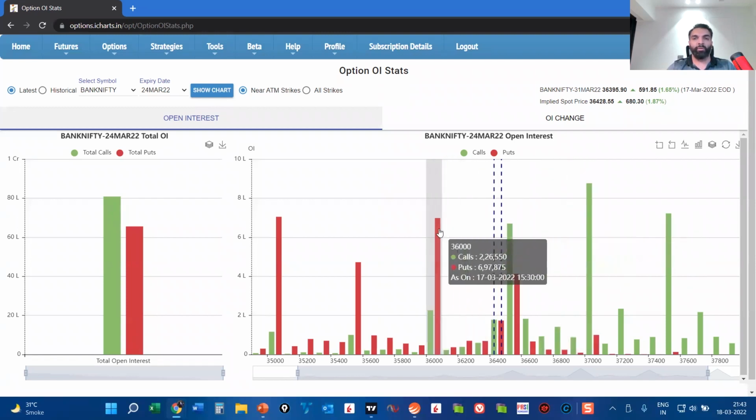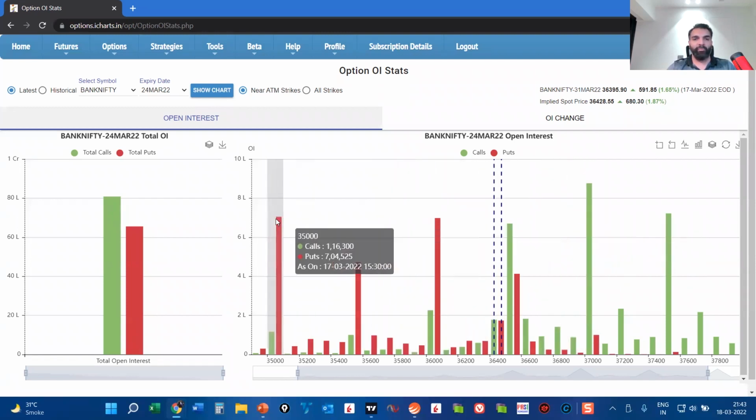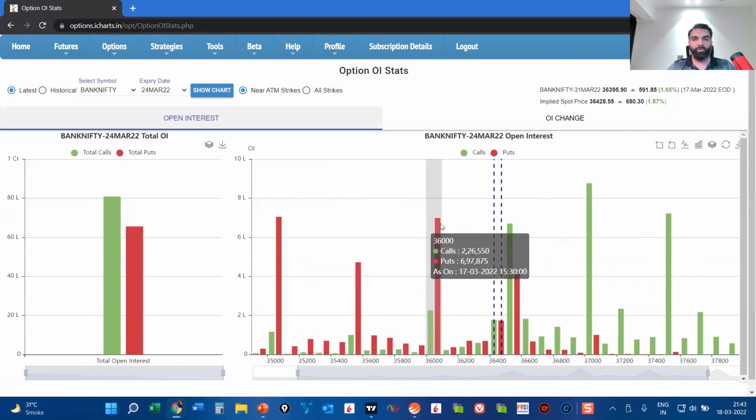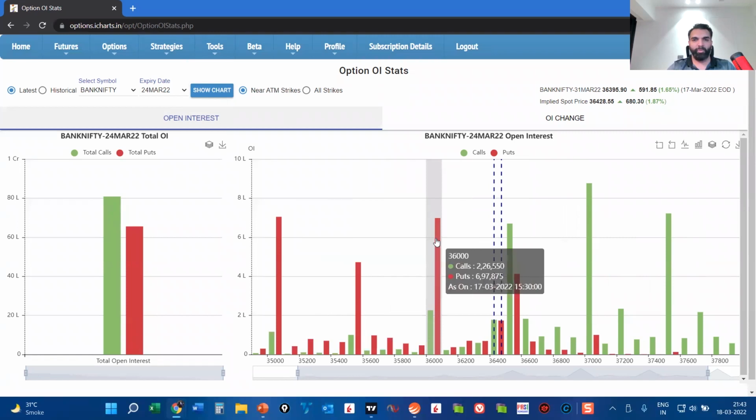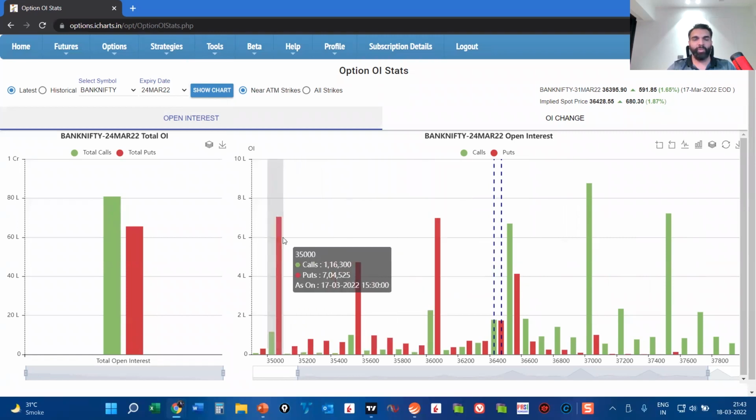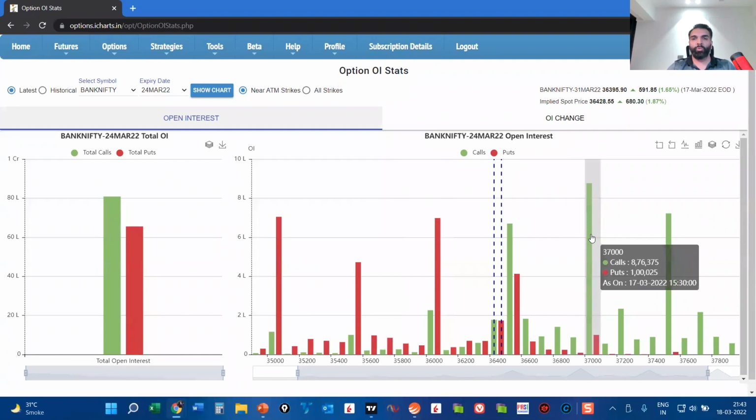And on the put side, we have the highest open interest at 36,000 and 35,000. So this one is 35,000. So we are expecting the markets to remain a little range bound between 35,000 and 37,000.